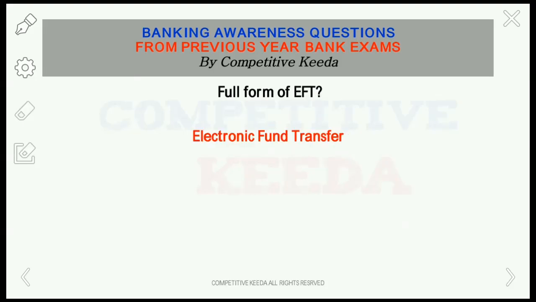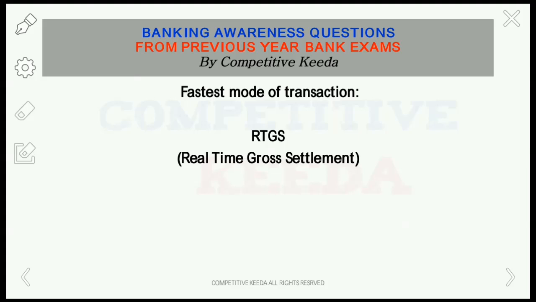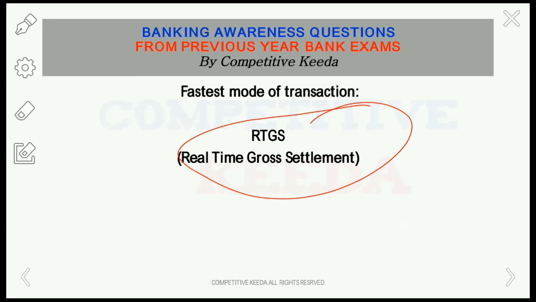So what is the full form of EFT? It is electronic fund transfer, and NEFT is National Electronic Fund Transfer. So what is the fastest mode of transaction? The fastest mode of transaction is RTGS, real time gross settlement, and the minimum amount that can be transacted through this is 2 lakh, and there is no maximum limit.